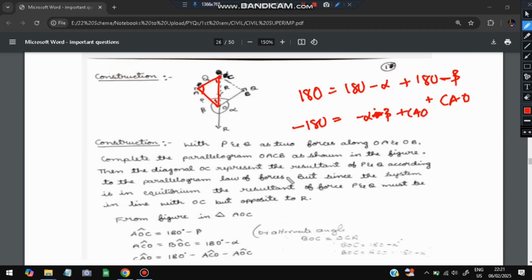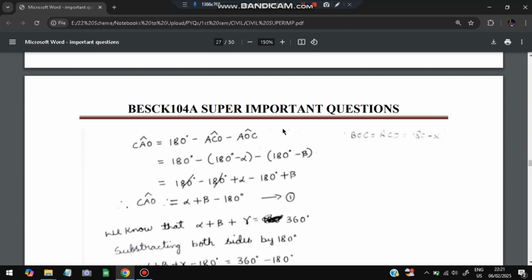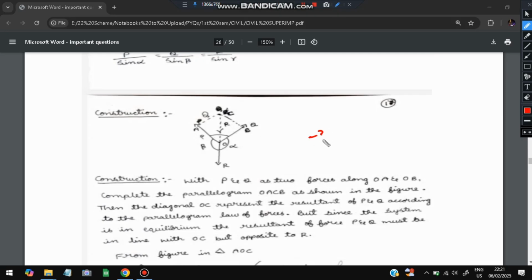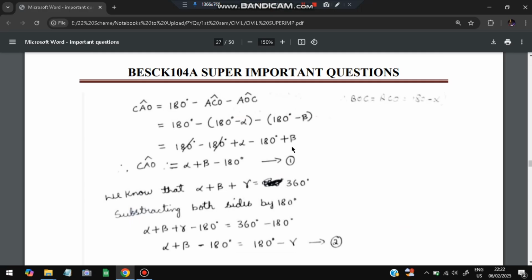Now what is the CAO angle? Let's have a look. Basically we have to calculate CAO. So what we had got here is minus 180 equal to minus alpha minus beta plus CAO. If we shift all of this to this side, we get alpha plus beta minus 180 equal to CAO. This angle is equal to alpha plus beta minus 180 degrees.